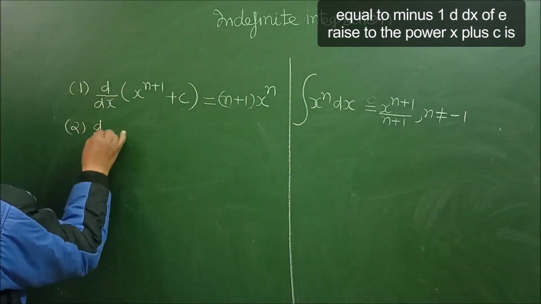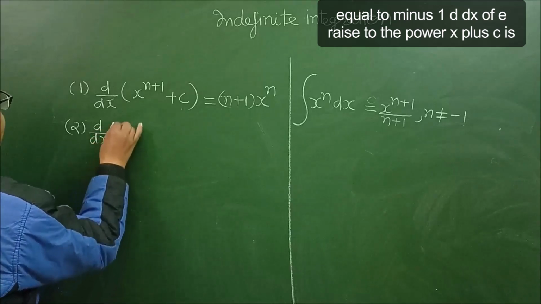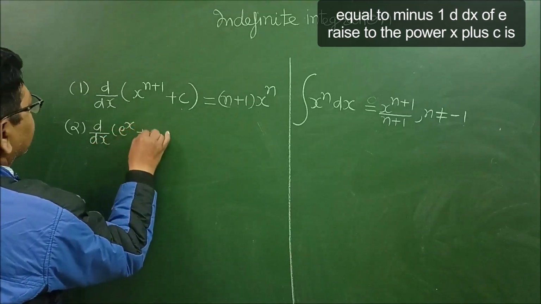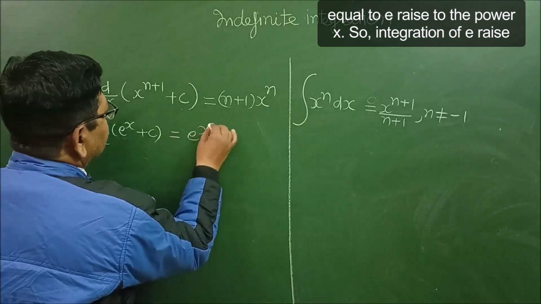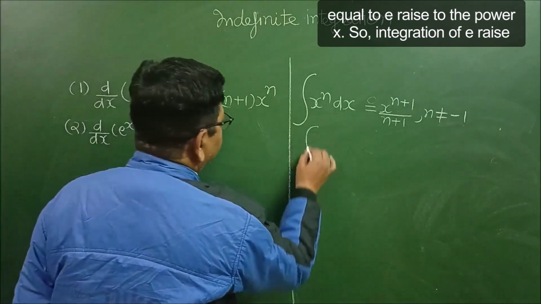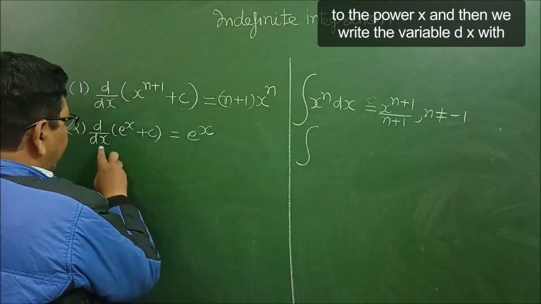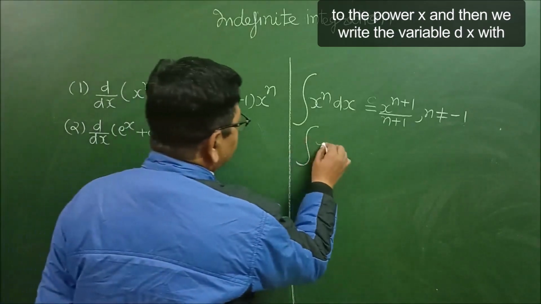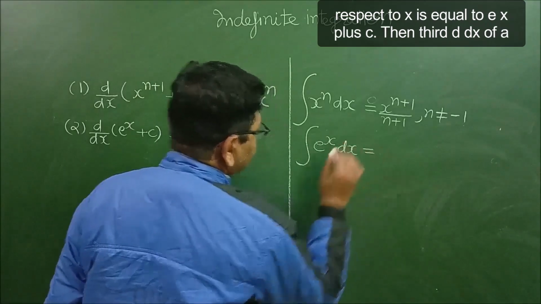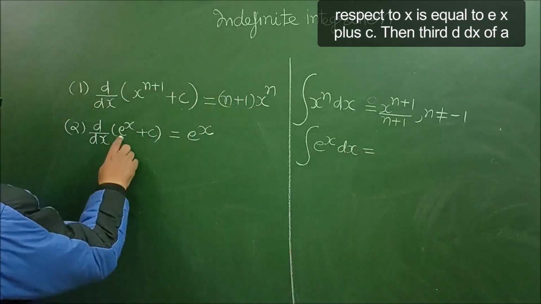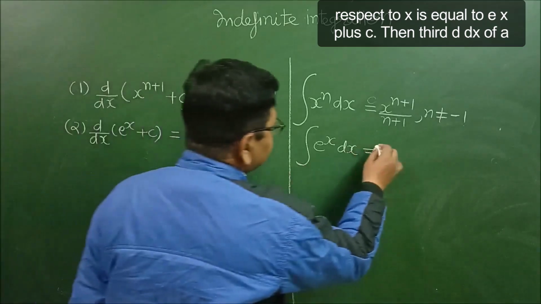d dx of e raised to the power x plus c is equal to e raised to the power x. So integration of e raised to the power x, and then we write the variable dx with respect to x, is equal to e^x plus c.